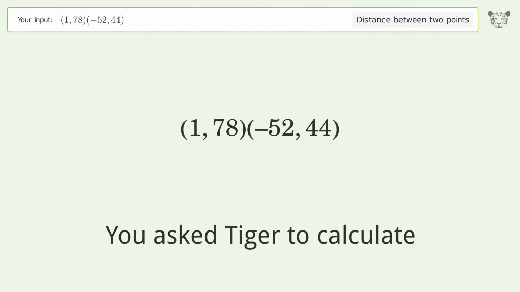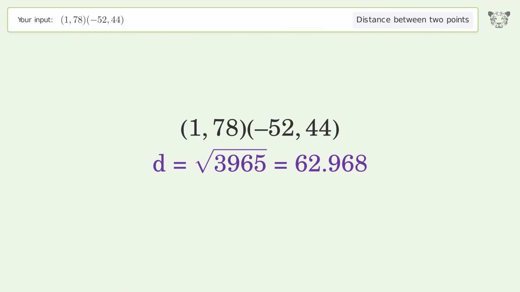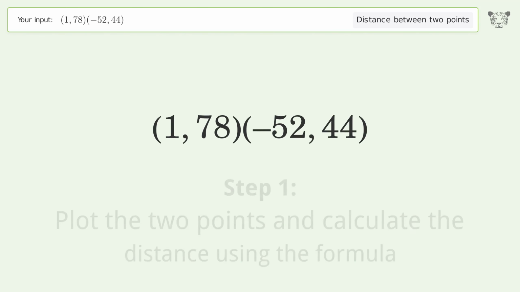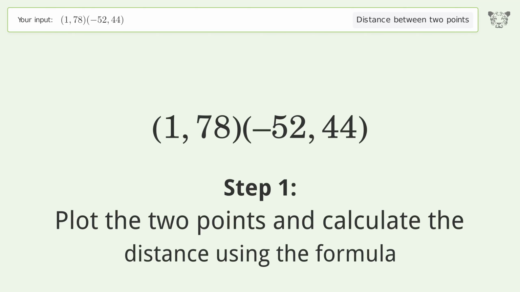You ask Tiger to calculate. This deals with the distance between 2 points. The distance between the 2 points is the square root of 3,965 or 62.968. Let's solve it step by step. Plot the 2 points and calculate the distance using the formula.